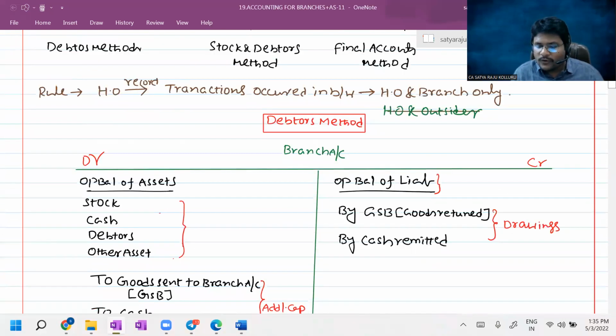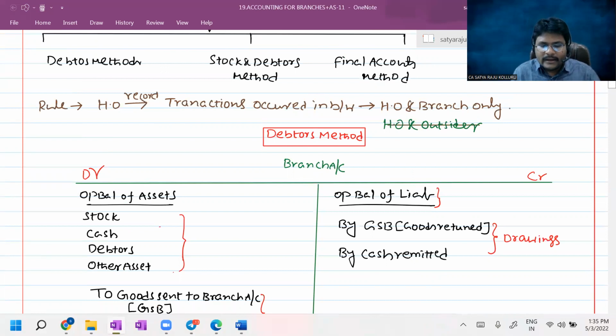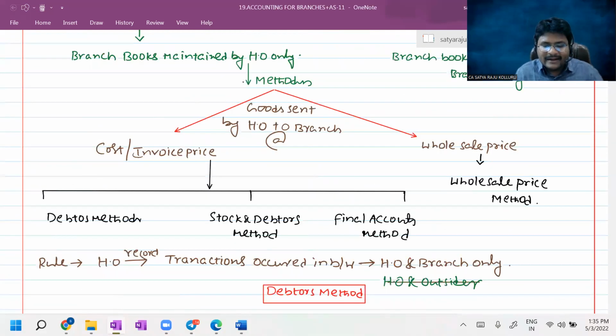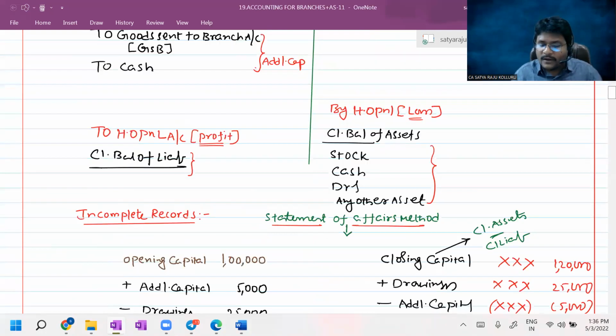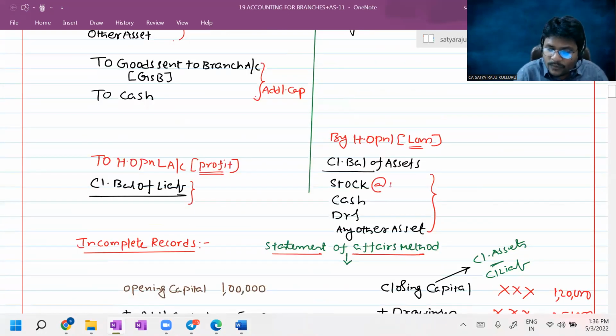Now the discussion is not yet over. When will this work? It works if goods are sent by the head office to the branch at cost price. If the same goods are sent by the head office to the branch at invoice price, then this stock is at invoice price at that point of time. Then the closing stock is also at invoice price.